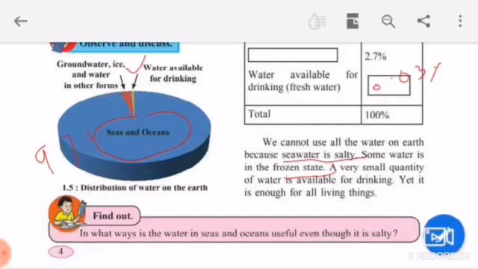In the next part we will see what steps we should take to avoid water pollution, and how water pollution takes place. Till then, goodbye. Revise your lesson till here.